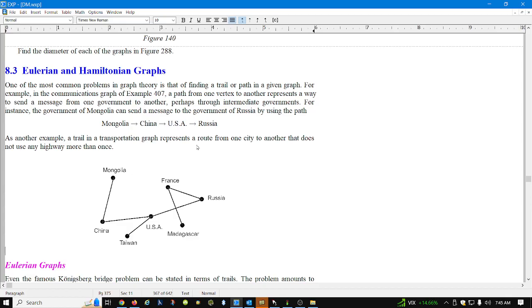a path from one vertex to another represents a way to send a message from one government to another, possibly through intermediate governments, friendlier governments. So, for instance, the government of Mongolia can send a message to the government of Russia, but it will have to go through China and the United States before it reaches Russia.